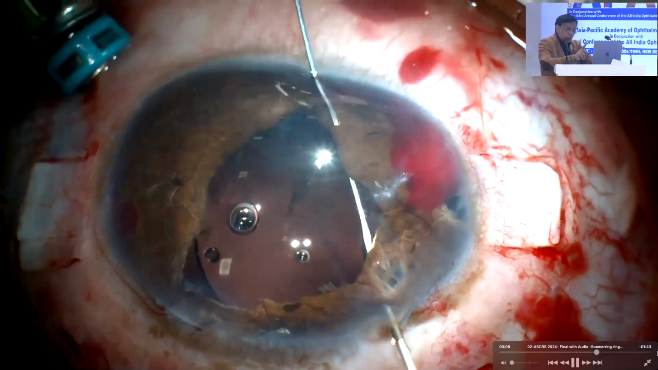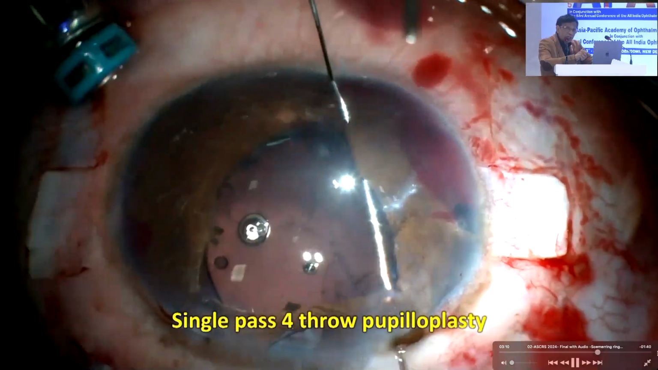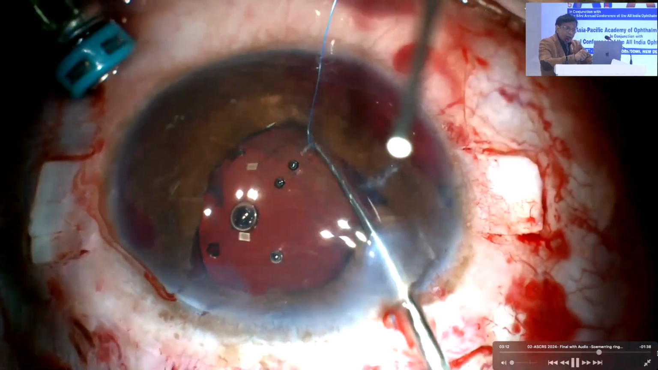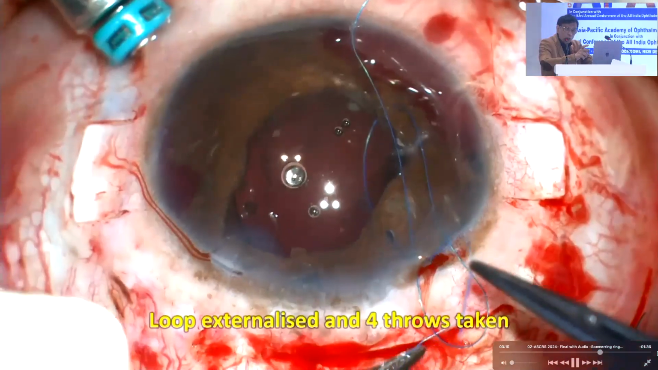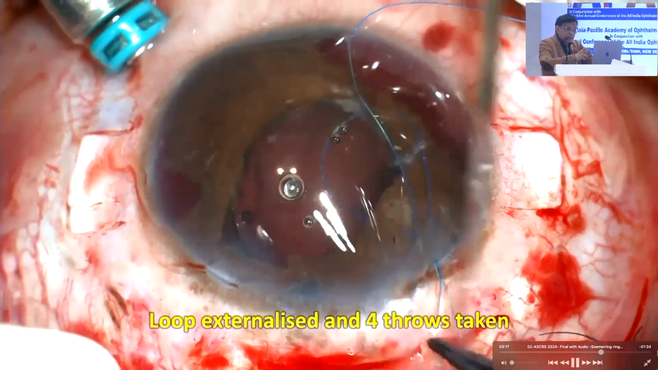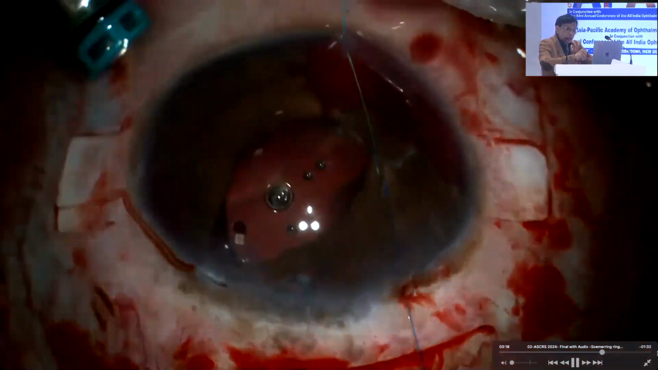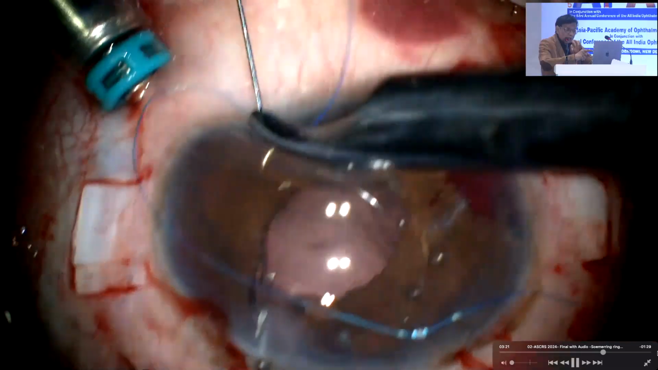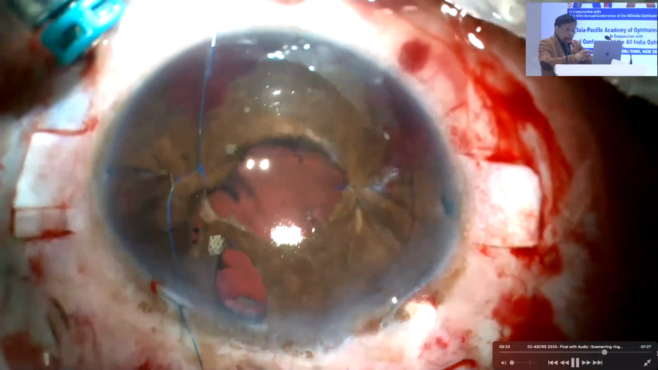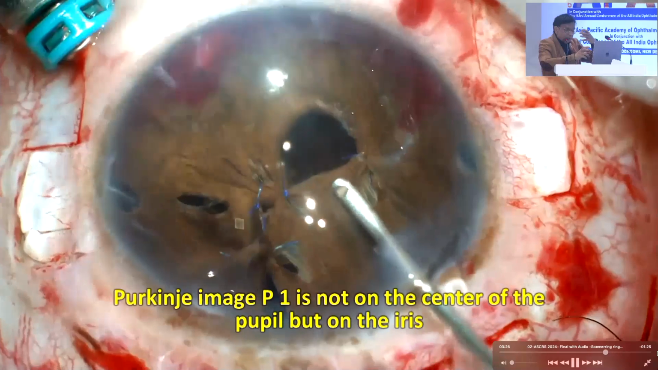Remember, there are 2 ways to do this. It's important for you to know. I'm doing a vertical four-throw pupilloplasty. If you have an iris prolapse, do a vertical. You can do horizontal also in an iris prolapse. Let's say an IFIS case, which David showed us on IFIS. But in this case, always do a vertical, because if you do a horizontal, it will just bunch up.